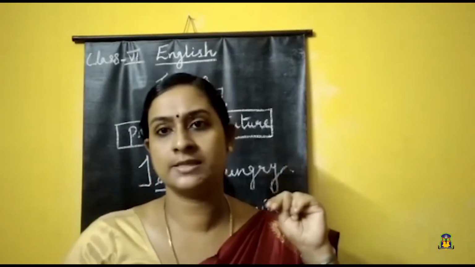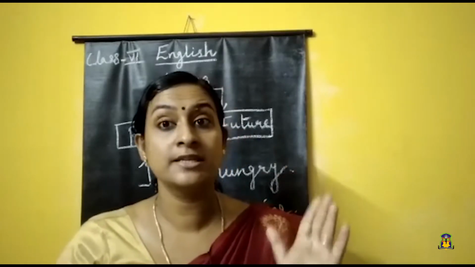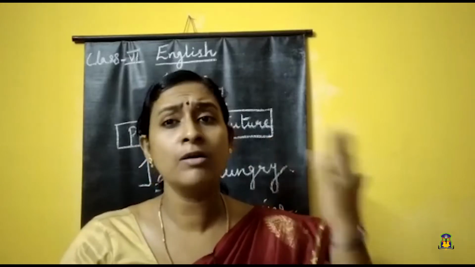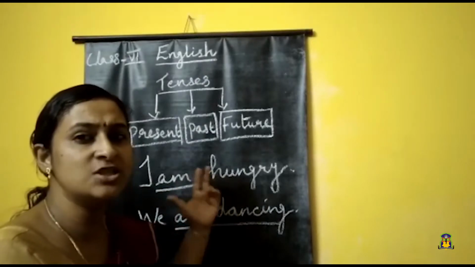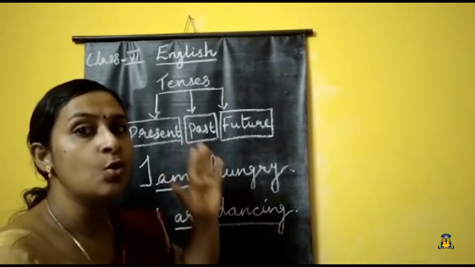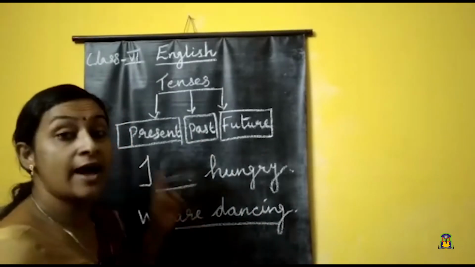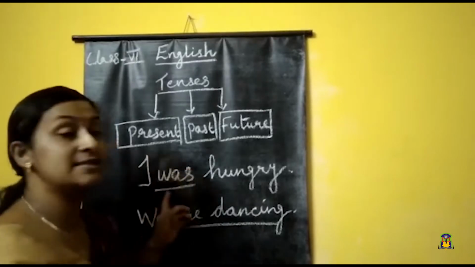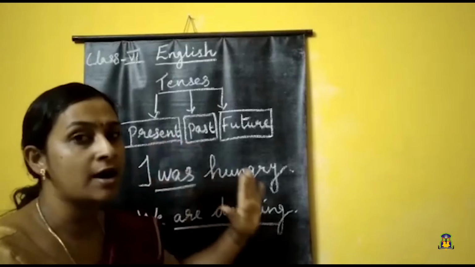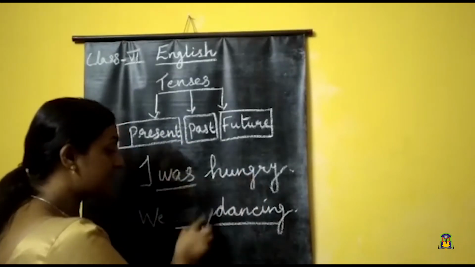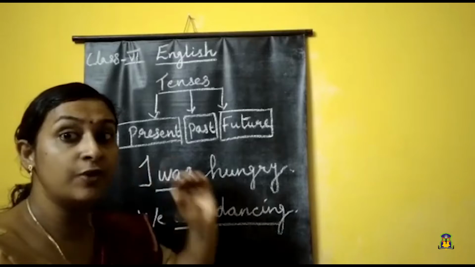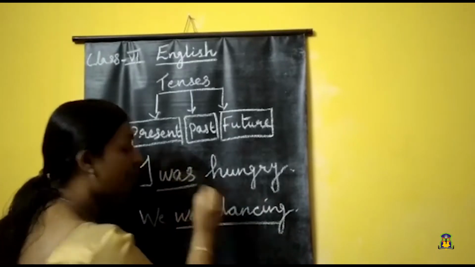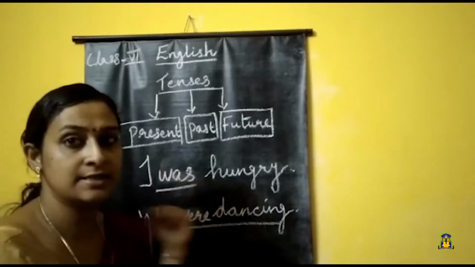Which is the second tense? Past tense. Past tense expresses the actions in the past time. Past time means already happened. So, I am hungry. How can we change this sentence into past form? Am changes into was. So we can say I was hungry. Was is in past form. Then, are dancing. When we change are dancing into past form, how can we change it? We were dancing. So were dancing shows the action in past tense. So past tense expresses the actions in past time.